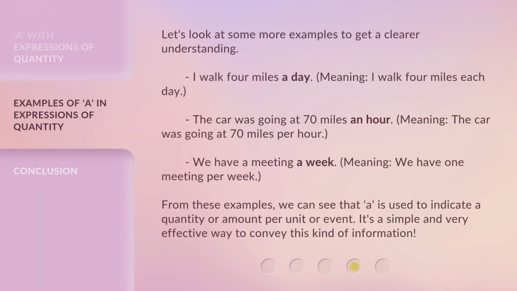Let's look at some more examples to get a clearer understanding. "I walk 4 miles a day," meaning, I walk 4 miles each day. "The car was going at 70 miles an hour," meaning, the car was going at 70 miles per hour. "We have a meeting a week," meaning, we have one meeting per week.